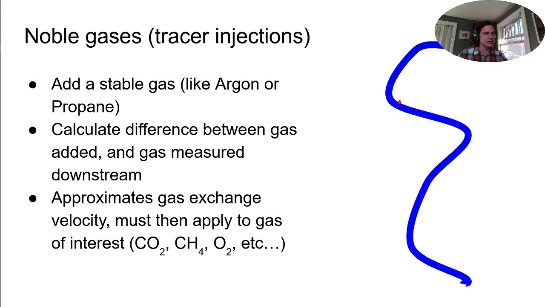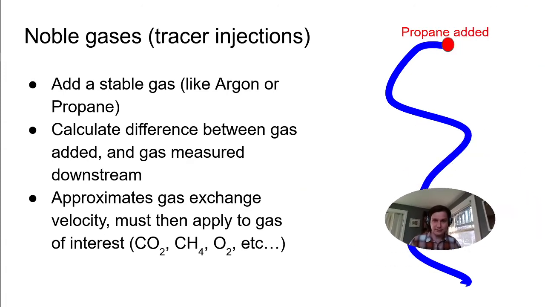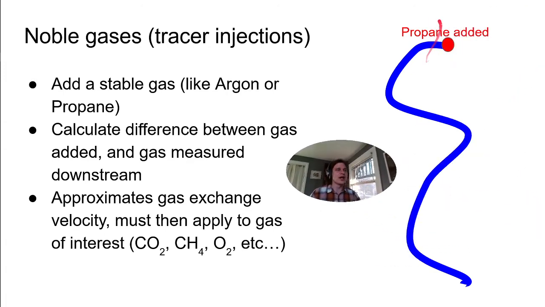let's say this is a small river where we really want to measure gas exchange. What we would do is at the top of the river, we would get a propane tank like you would have for a grill. Oh, I need to move my camera. I'll move it down here. I'll just move over here. We'll add this propane at the top, just drip it into the stream basically with a nozzle.